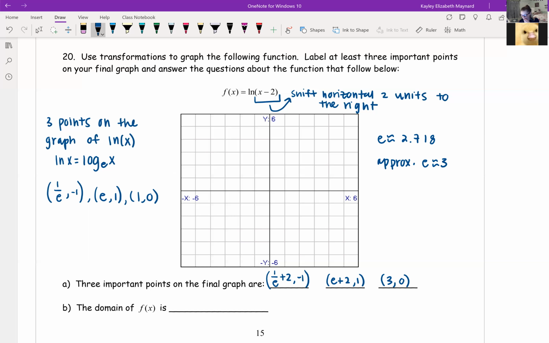So when our first coordinate is 1 over e plus 2, comma -1, I'm just going to pretend that e is about 3. So now I have 1/3 plus 2, comma -1, which is just 2 and 1/3, -1. That's a lot nicer to look at than saying I'm going to graph 1 over e plus 2. So let's do that point. So 2 and 1/3 and then -1 is about here.